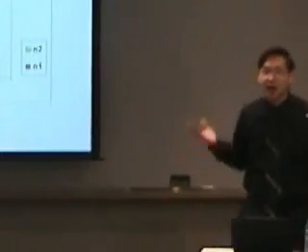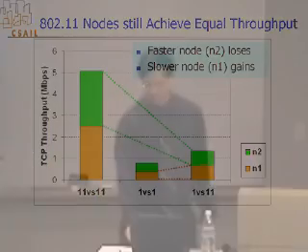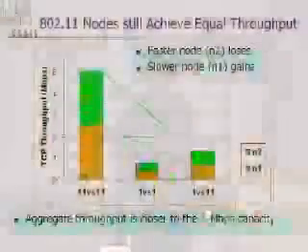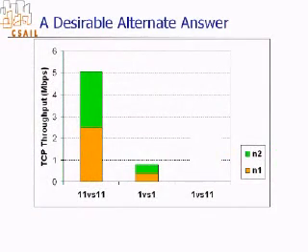What happened? Nothing has changed for me. I'm still an 11 megabits per second guy. Somebody changed. My competitor changed its data rate, lowered its data rate. Suddenly, I suffer. So I think that's a problem. You can see the aggregate throughput is now very close to the 1 megabits per second capacity, right?